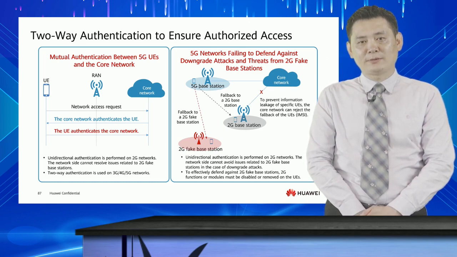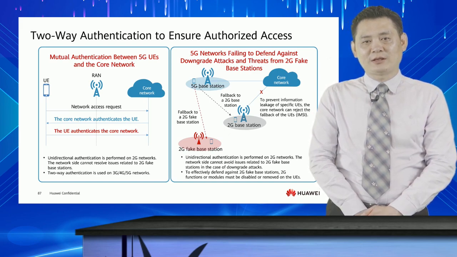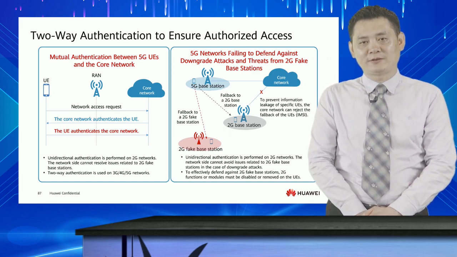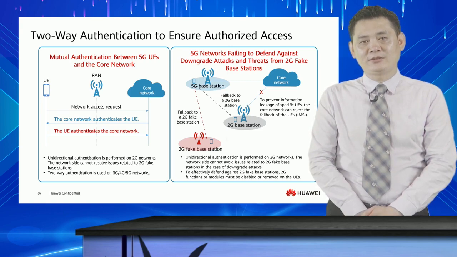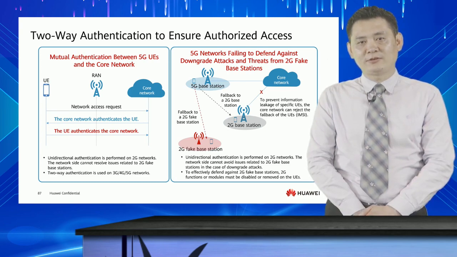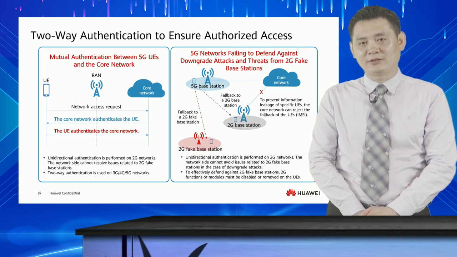These solutions are not perfect. In some areas, only 2G base stations are deployed to provide coverage. If a fallback to 2G networks is disabled for a UE, the UE may not receive any signal. Two-way authentication is used for the air interface of the 5G network to protect the 5G network from being threatened by a fake base station. It is the first security technology used for the air interface.